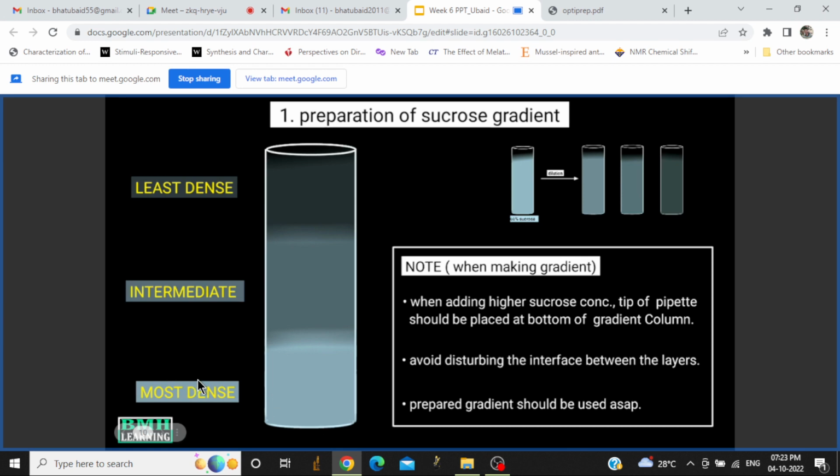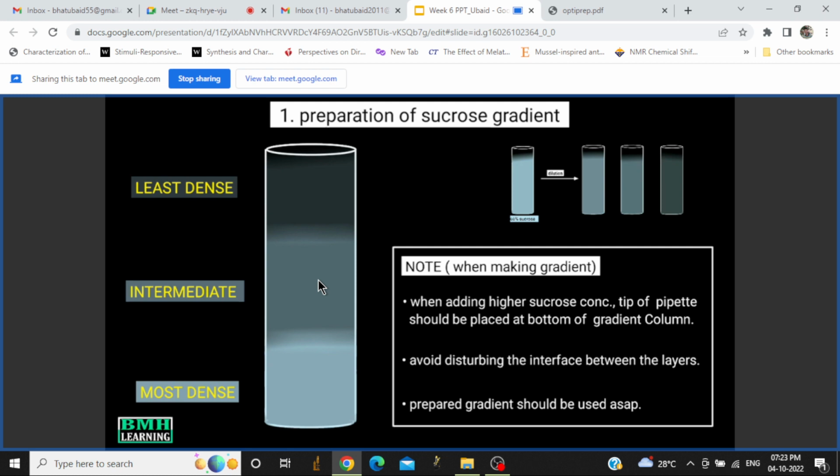This part is more dense, this has less density, and the middle part has an intermediate density. These phases are not a sharp separation; there is some mixing here also, but somehow this is more dense and this is less dense because they do not mix. We have to add them slowly from the side of the tube.